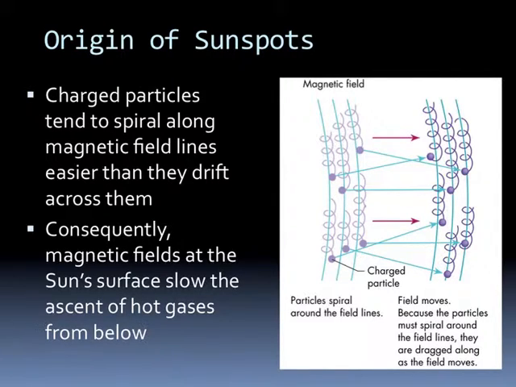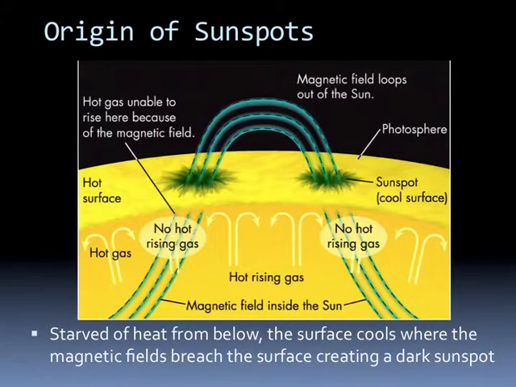So consequently, magnetic fields at the sun's surface slow the ascent of hot gases from below. So, starved from the heat below, the surface cools because it's in contact with space. Where the magnetic fields breach the surface, they create a dark sunspot. So I have magnetic field lines inside the sun, and where they come out, I get not as much heat flow, and so where it comes out and comes back in, I get sunspots.